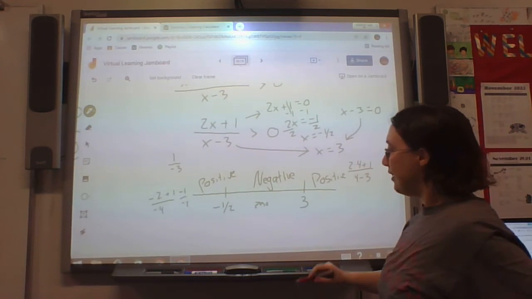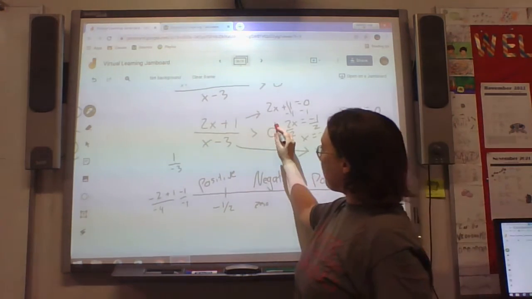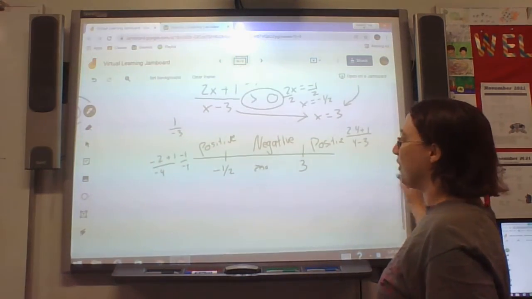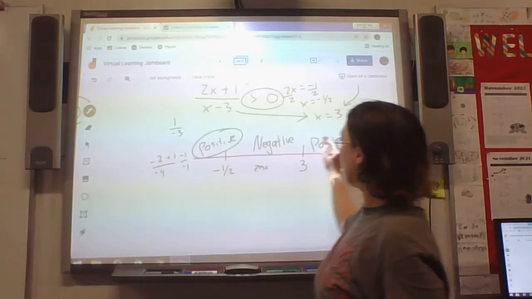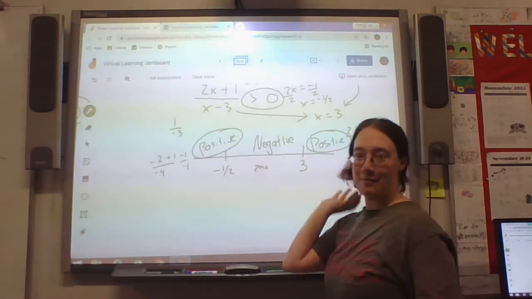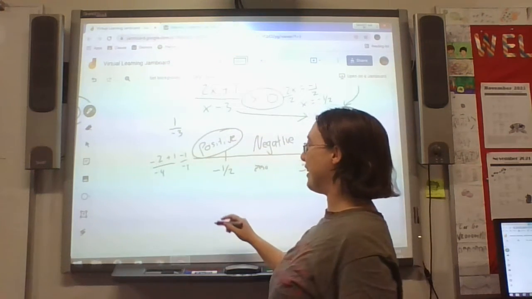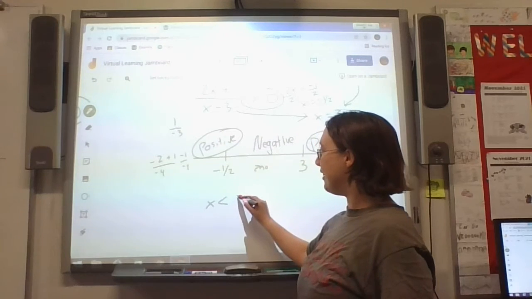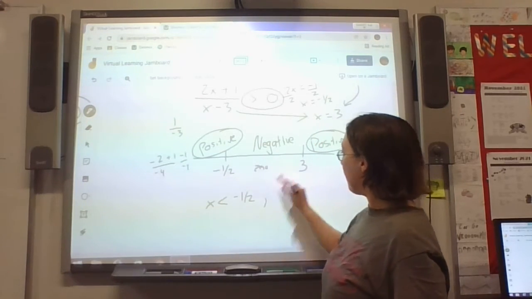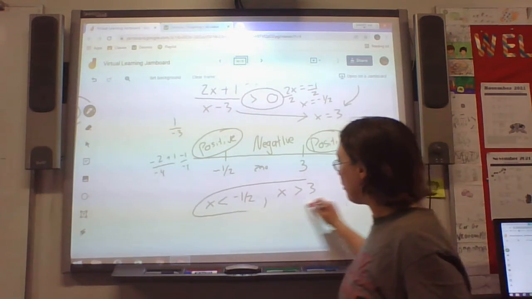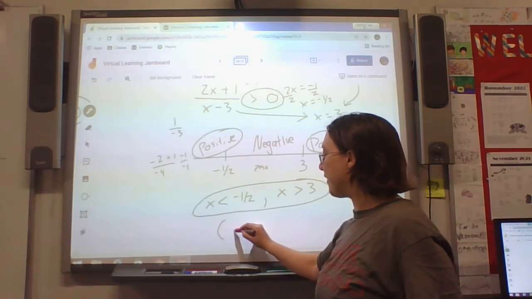So as soon as we know this is positive, we don't need to map that all the way out. And since we're looking for where this is greater than 0, we're looking for the parts of our graph where we're positive. So we're looking for this section, and we're looking for this section. And again, we just want to write that in a way that's not just circling that part on our number line. So we've got this part over here where x is less than negative 1/2. And we've got this part over here where x is greater than 3. Or again, if you're fond of interval notation, you could also write that like this.